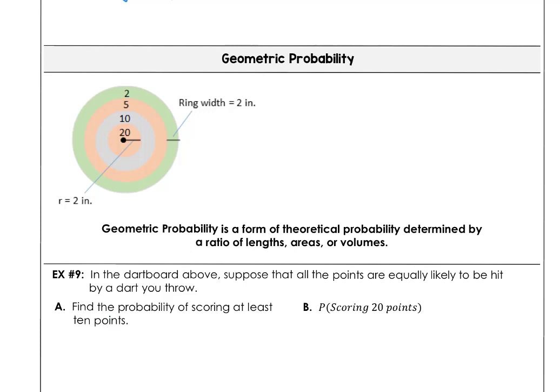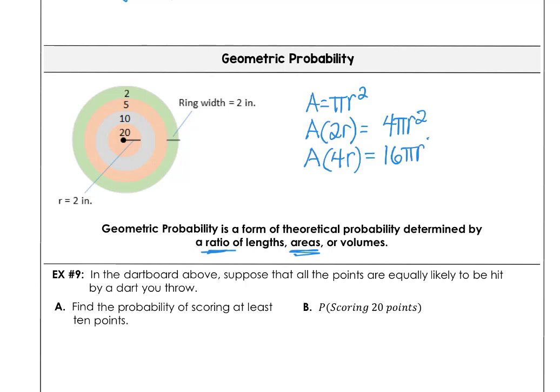So if I'm scoring at least 10 points, I would want to score in this blue area here or this peach area. So there's 2 areas, and it looks like each little ring width is 2 inches. So in that case, we know the area of a circle is pi r squared, so we're using this idea of a ratio of areas. And if the radius is 2r, then that would be 4 pi r squared. And if the radius was 4r, that area would be 16 pi r squared.